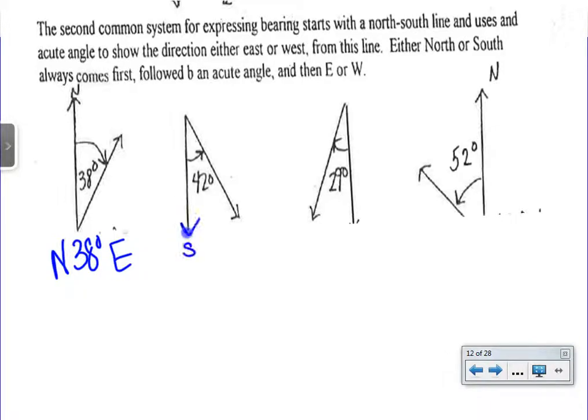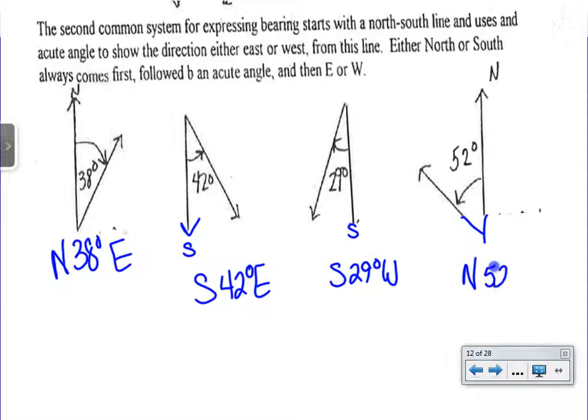Now this is the south line for this example. So we start off the south line and we're going to travel 42 degrees east. Okay, this example, this is off the south line again. So south, and you're traveling 29 degrees. This time we're going west. And then this got kind of cut off, but it's off the north line. So from north, looks like we traveled 52 degrees west.